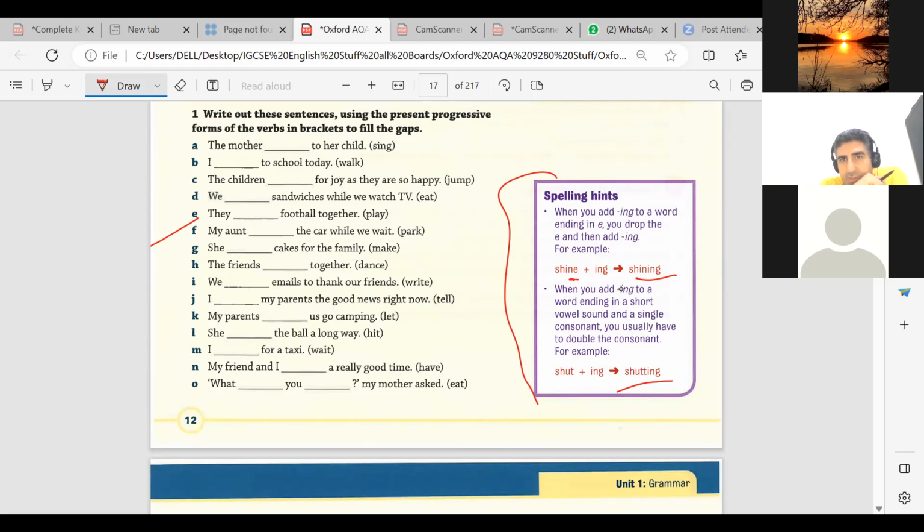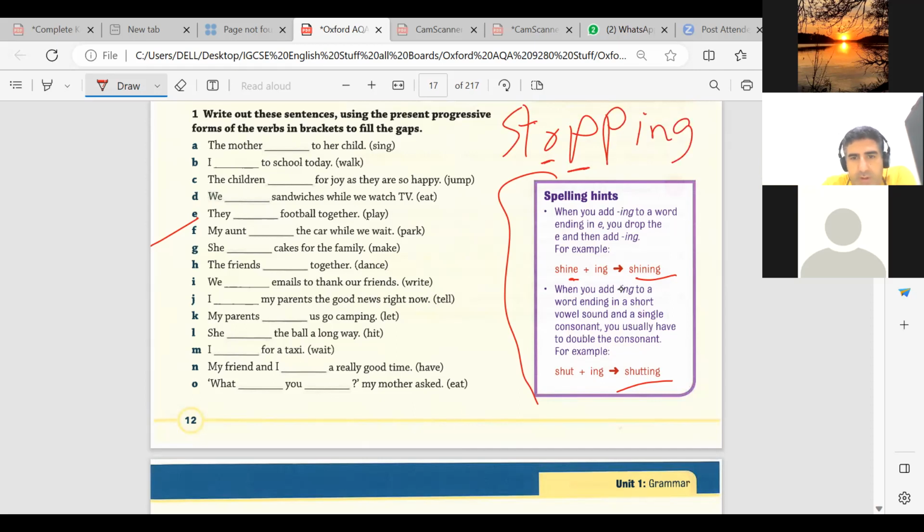Ya shabab, any questions? I don't understand the second spelling. The second, if the verb, ya Khalid, like stop. The verb ends in a consonant, and before the consonant we have a vowel. So in this way, double the P before adding ing: stopping.